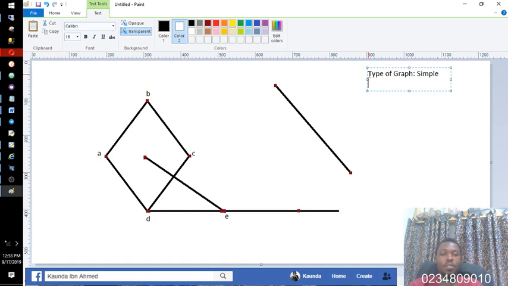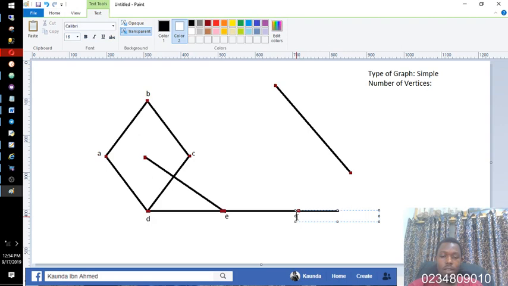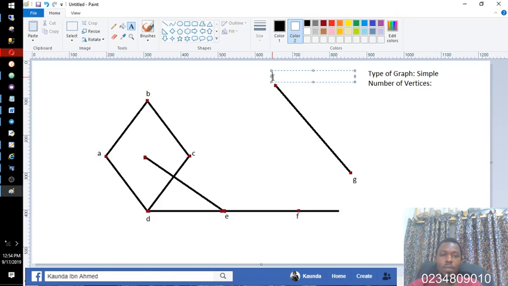Then we have number of vertices. So let's label them. We have E, then here has to be F, we are not done. And then here has to be G, and then here has to be H. So then this is another point, I. So the number of vertices, we have A to I, so A, B, C, D, E, F, G, H, I. So that should be 9.